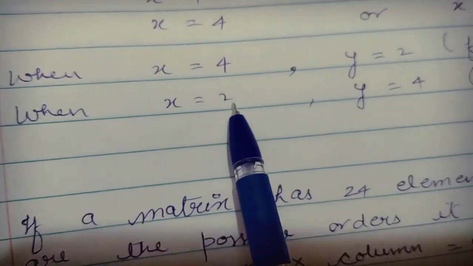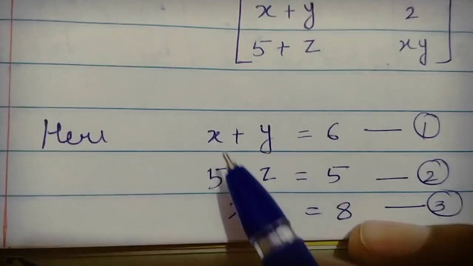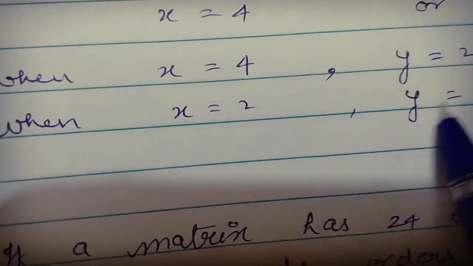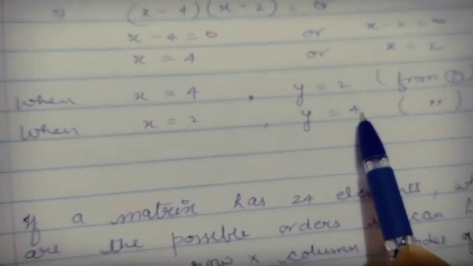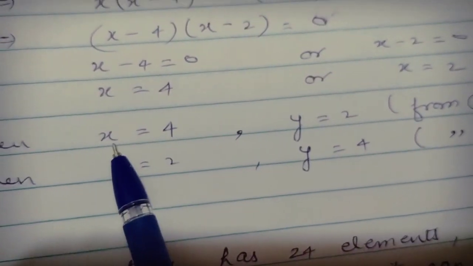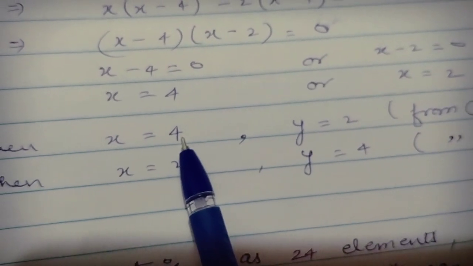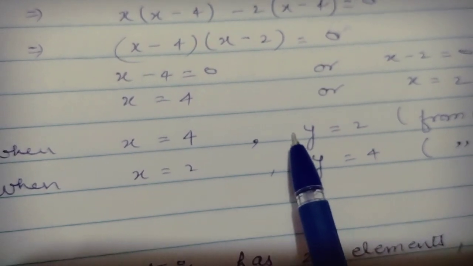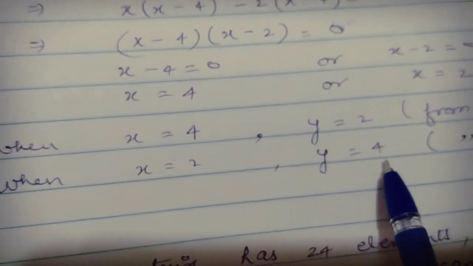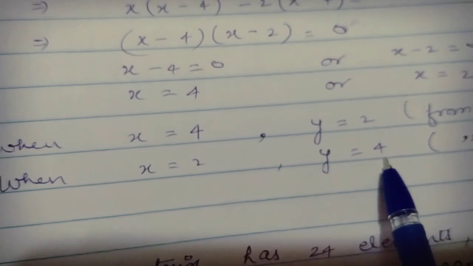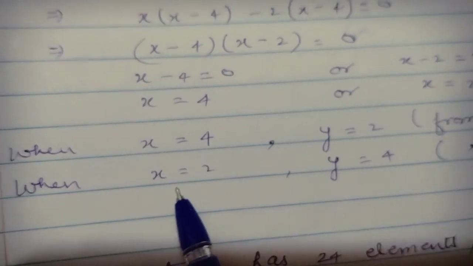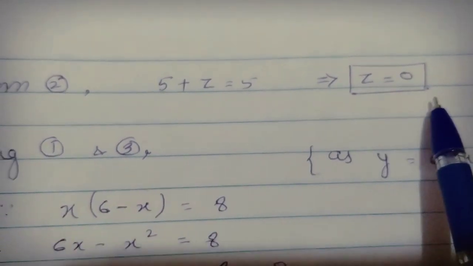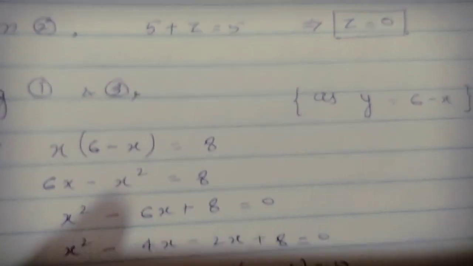And when x equals 2, then y equals 6 minus 2, that is 4. So the value of x may be 4 or 2, and the value of y may be 2 or 4, depending on the value of x, and the value of z is 0, which is the desired result.